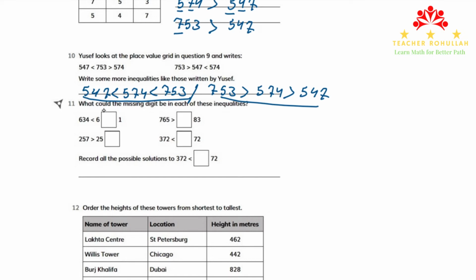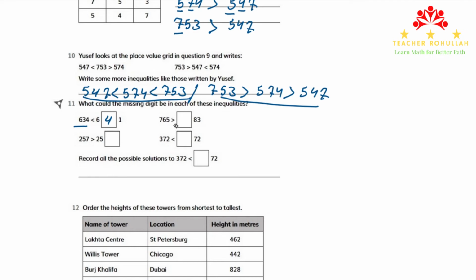In question number 11, it says, what could the missing digit be in each of these inequalities? So in each inequality, there is a missing number, maybe in the hundreds place, maybe in the ones place, or maybe in the tens place. We have to find the number so that the inequality is correct. So in the first one, the number to the left is 634. What number can we place in the tens place so that this number is bigger than 634? If we write 641, it can be greater than 634.